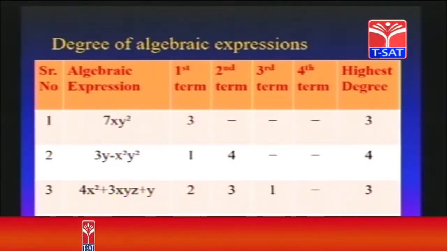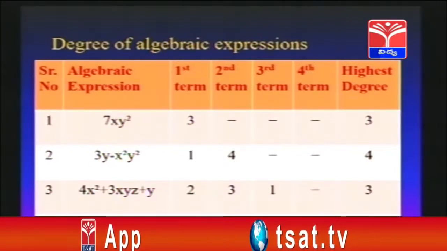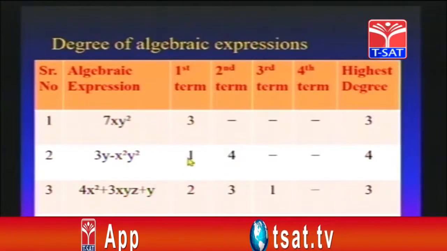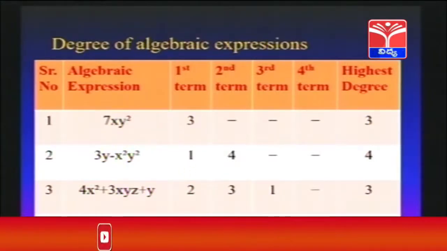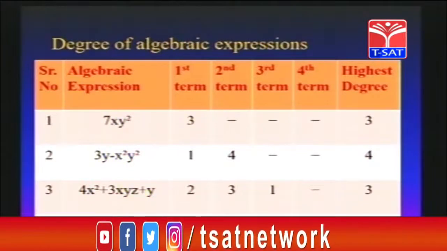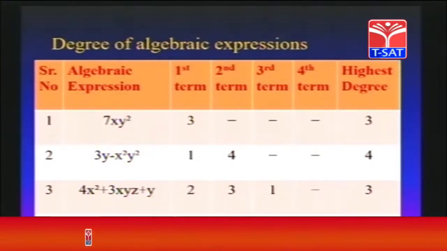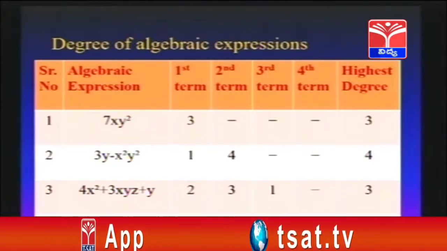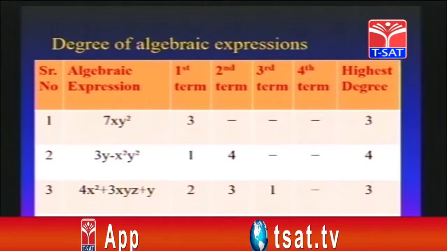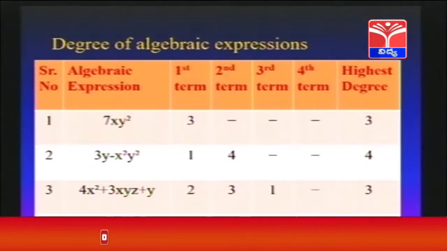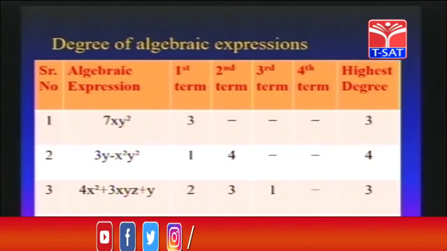Now pq minus p square q square plus p square q plus 9. In the first term you see 1 plus 1, the degree is 2. In the second term it is 2 plus 2, that is 4. In the third term it is 2 plus 1, that is 3. And the fourth term, since it is constant, is 0. So in these 4, the highest degree is 4. Degree of this particular expression is 4.